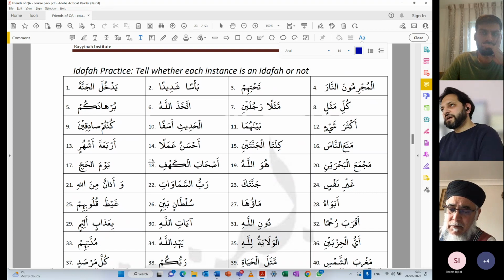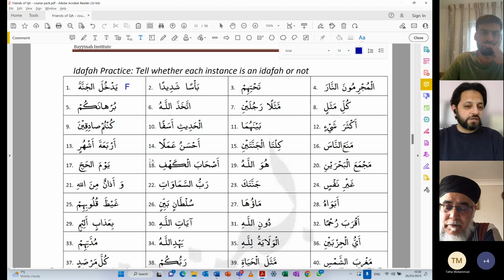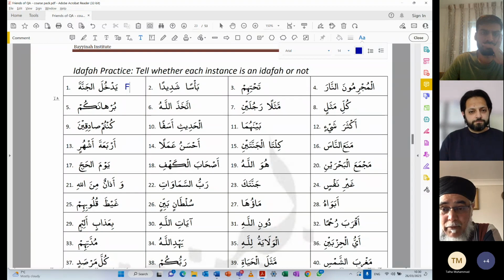Is it light, no al, followed by jar? No, it's not. Although yadkhula looks like light, the next word is not jar. Al-jannata is not acting like a mudaf ilay. Some may argue it's a name of a place, so it is partly flexible. But just to remind you, when you attach an al to a name of a place, it becomes fully flexible.